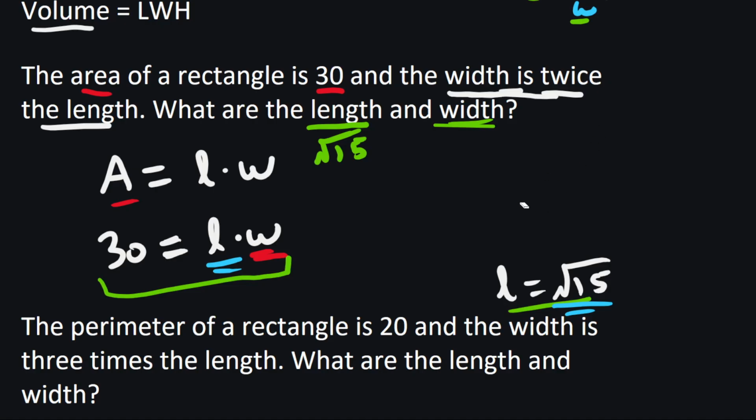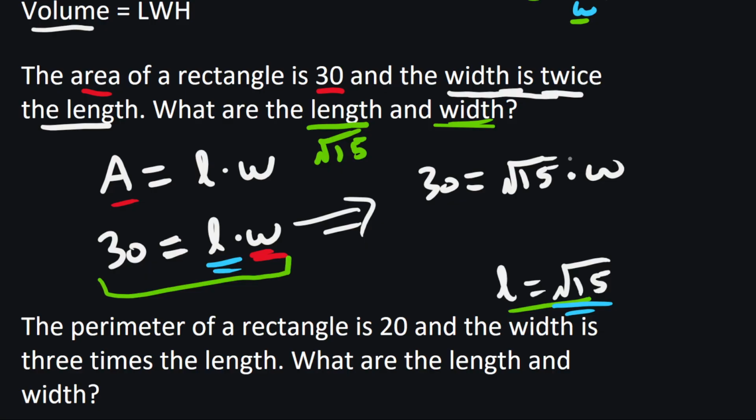Okay, so again, our L is radical 15, and we are going to use this formula right here. 30 equals, we know what our L is, that's radical 15 times W. And let's now solve for W. So we can divide radical 15 from both sides, and that will cancel that out.